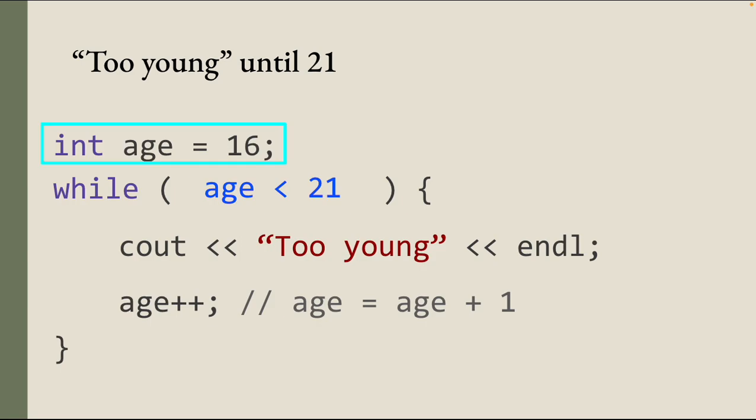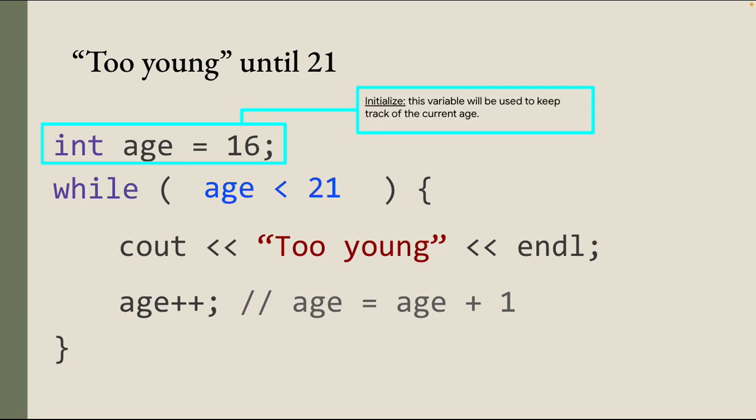So again, just to reiterate what y'all already said, this step is known as what? Initialize. This is our counter. So we're gonna run this loop while age is less than 21. We know that it's starting at 16. So the valid values for age are 16, 17, 18, 19, 20. Once it reaches 21, this loop will break out.